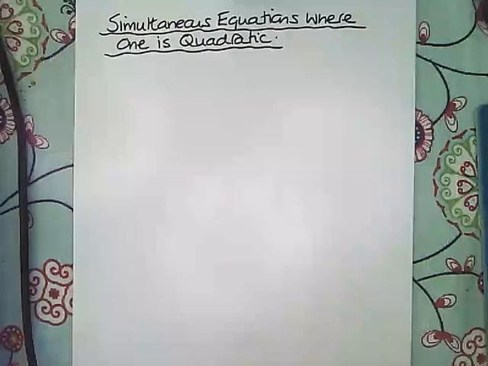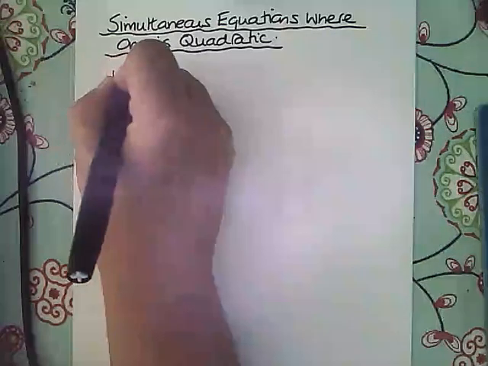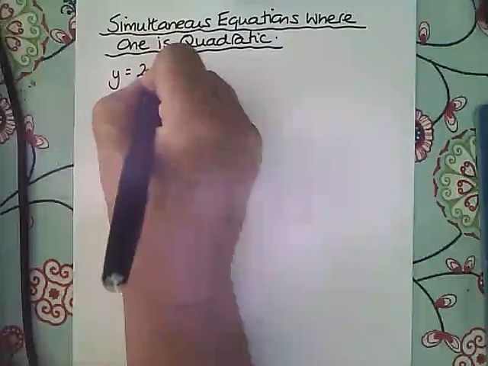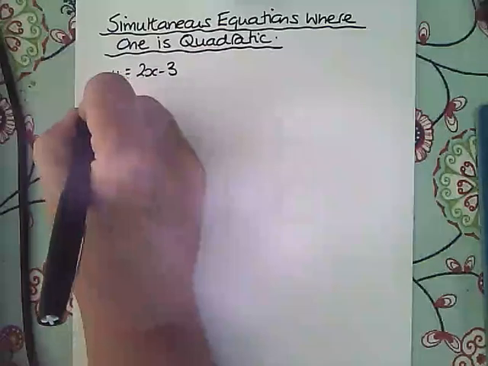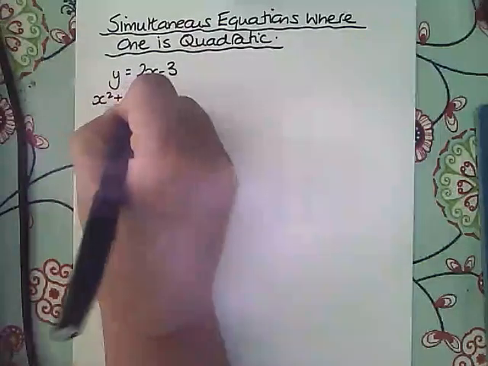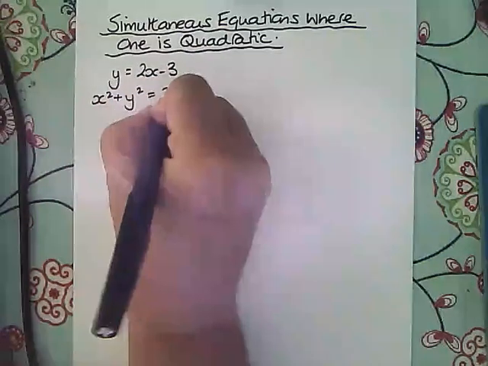Hi and welcome to a Kirby Maths video all about solving simultaneous equations where one of the equations is quadratic. So we have got these two equations, y equals 2x minus 3 and x squared plus y squared equals 2.